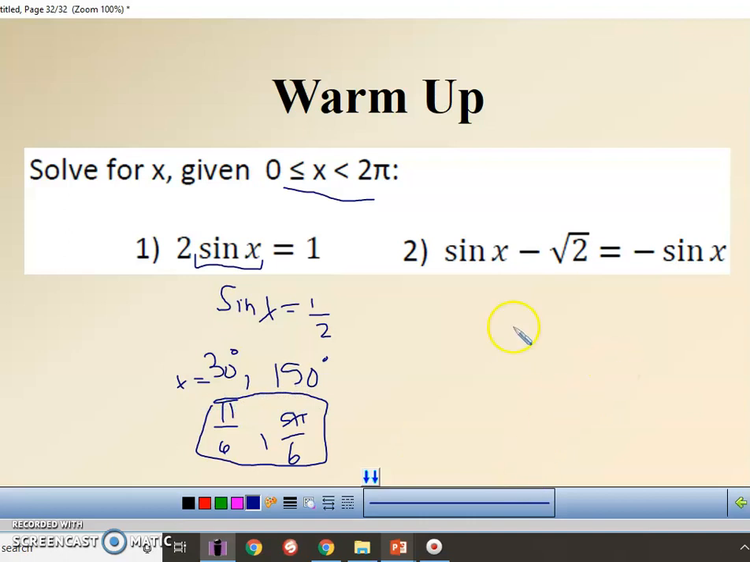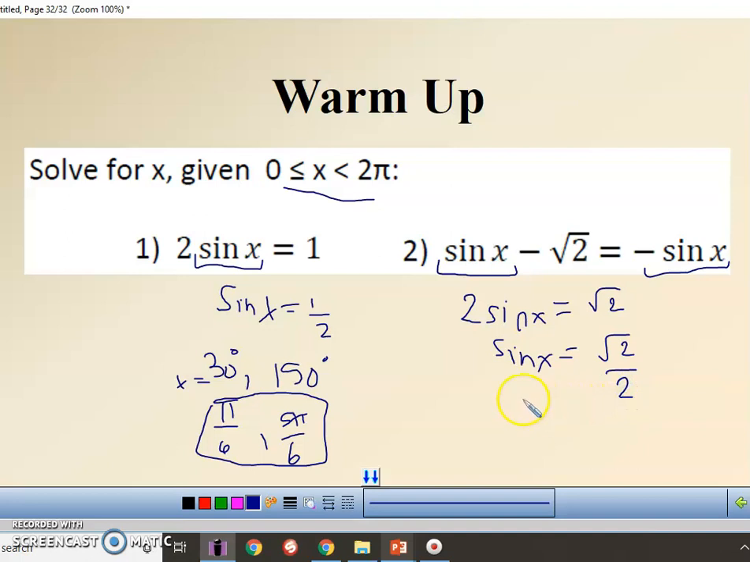For number 2, it takes a little bit more work. You'll notice you have a trig function on the left and one on the right, so you'll put them on the same side together. When I do that, I'll get 2 sine of x, because I'll add sine of x to both sides. And then I'll also add square root of 2 to both sides at the same time. Then I'll divide both sides by 2. So sine of x equals root 2 over 2. And so the reference angle for this one is going to be 45 degrees. So one of my answers will be 45. Again, the second will be in the second quadrant. That'll give me 135. And since it wasn't in radians, that'll give me pi over 4 and 3 pi over 4. So this will be the type of thing we're going to be doing in section 5.3.